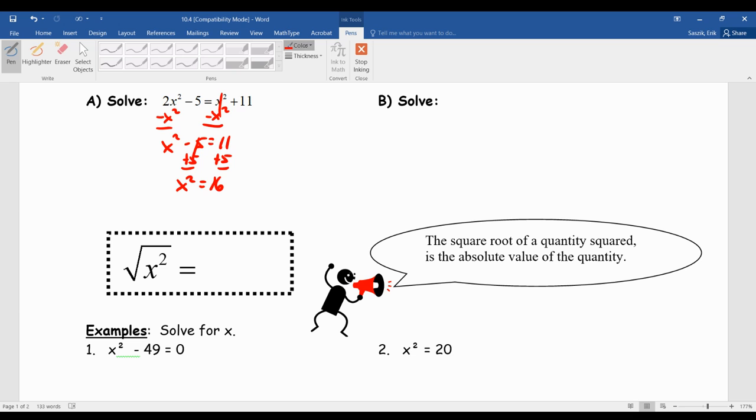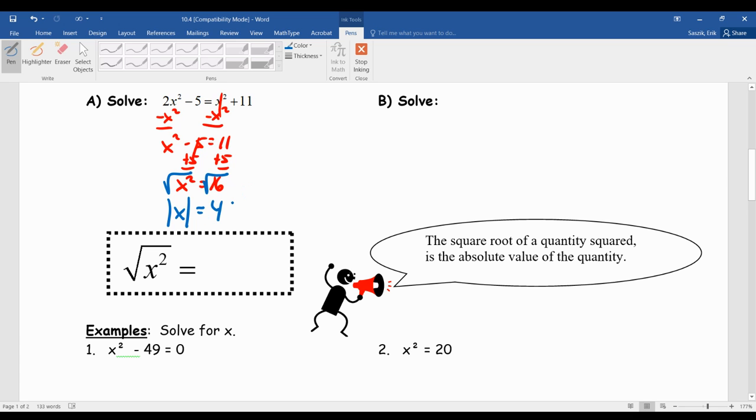So how we do this kind of officially is to get rid of this square, we take the square root of both sides. The square root cancels out this square, but you're not left with just x, you're left with the absolute value of x, and the square root of 16 is 4. And the reason why is, remember, we're looking at both sides of the number line. Where are numbers 4 units away from 0? Well, the number 4 is 4 units away from 0, but so is negative 4.